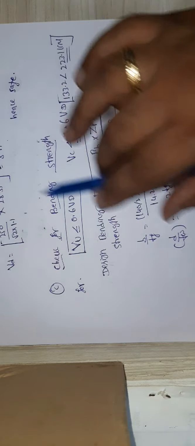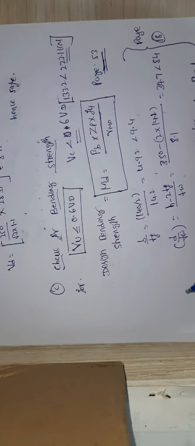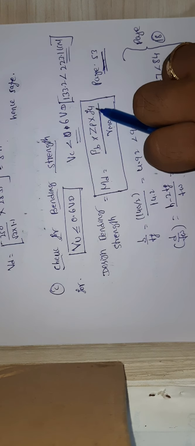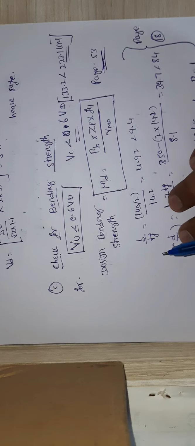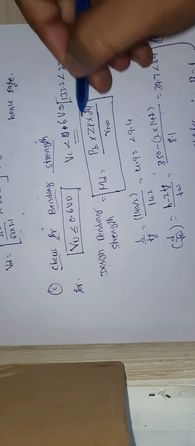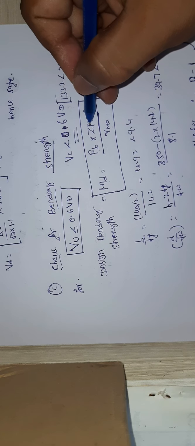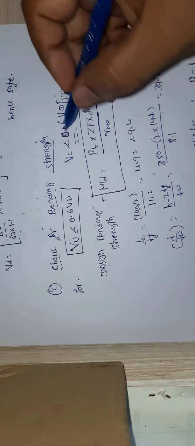So my VD falls below this, so in this category I selected this formula. MD equals Beta B into ZP into Fy by gamma m naught, on page number 53. Before that, we have to take this Beta B and ZP from the steel table or from IS 800, page number 138, table number 46.